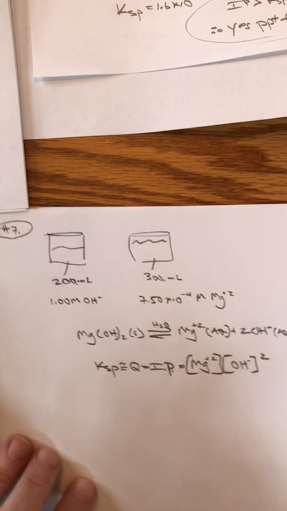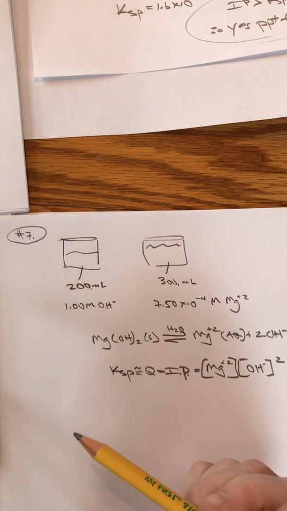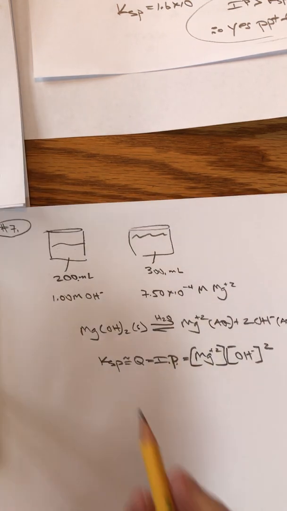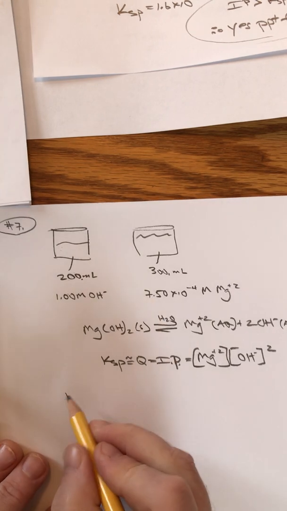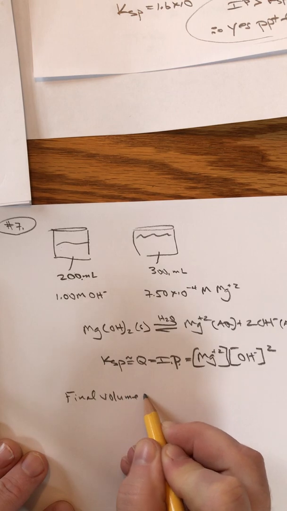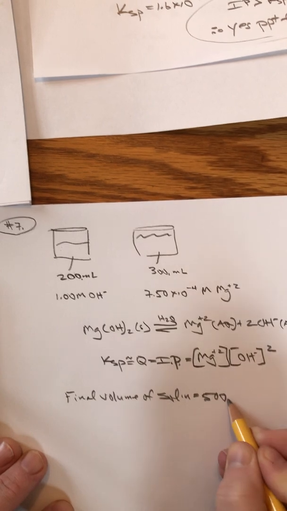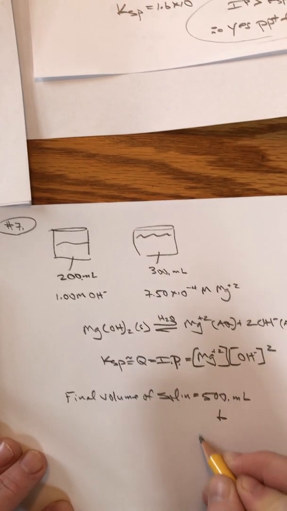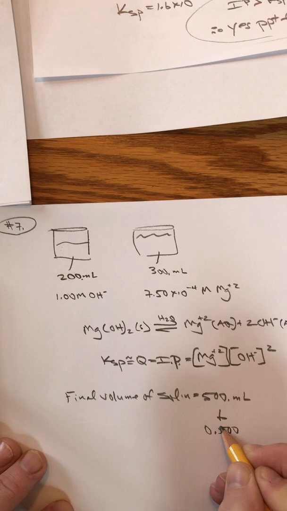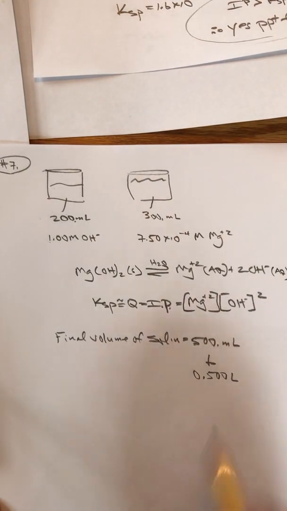But the deal is, when you mix 200 mils of one solution with 300 mils of another solution, your total volume increases. So the final volume of solution is 500 milliliters. Well, that's half a liter. Let's figure out how many moles of ion we had for both of these, and then we'll divide by our 0.5 liters, and we'll get a concentration for each.